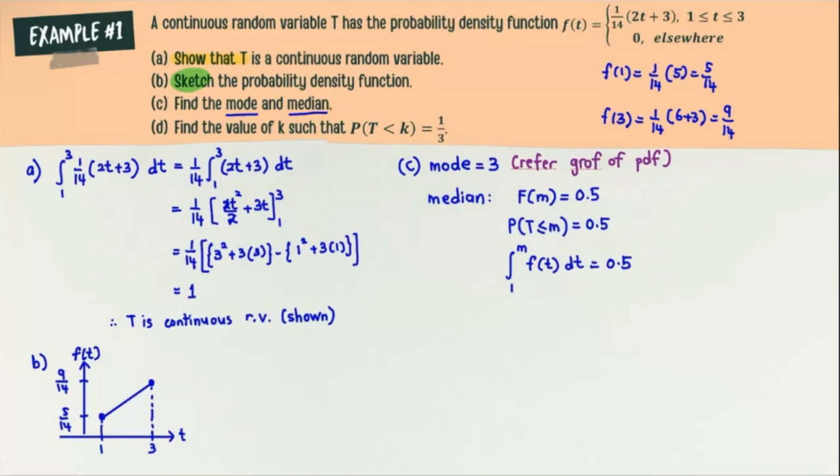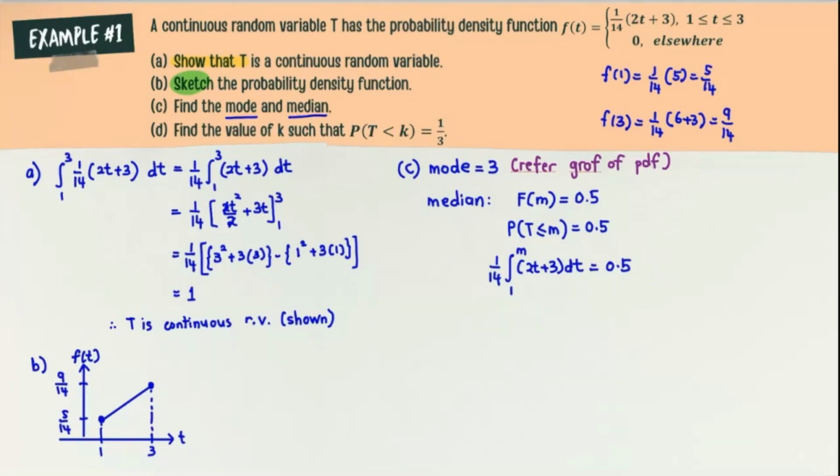So that means f of t here is actually we integrate 1 over 14 to t plus 3 with respect to t. So now what should we do? Just integrate seperti biasa. So kita dapat 1 over 14 to t squared over 2 plus 3t daripada 1 hingga m will be equals to 0.5.